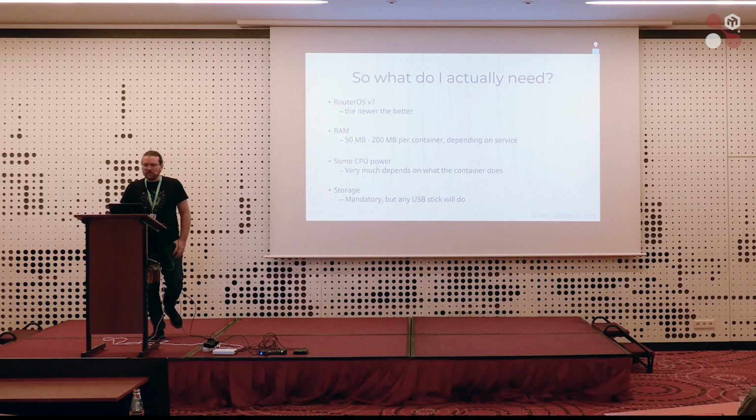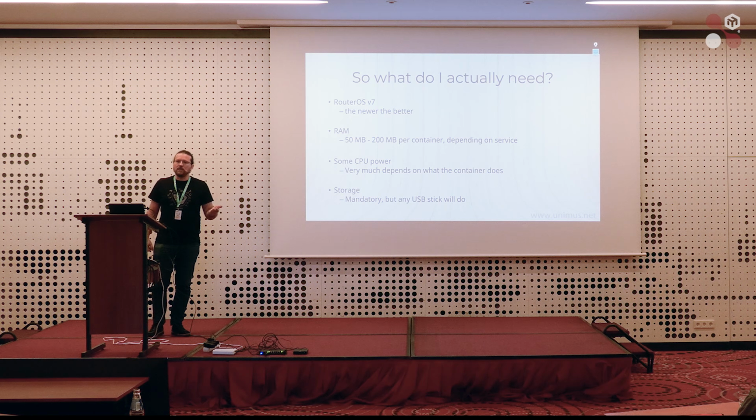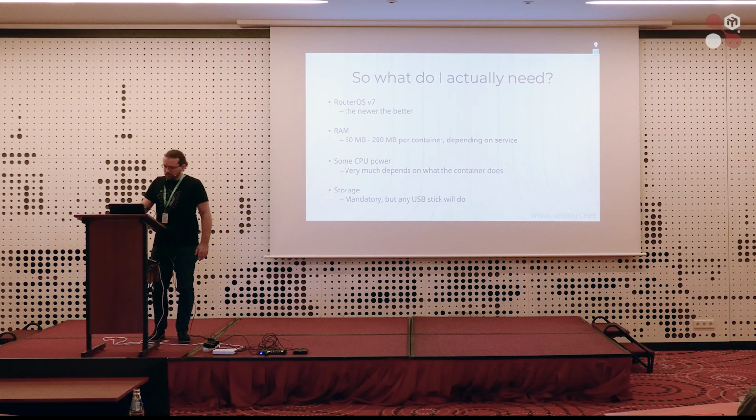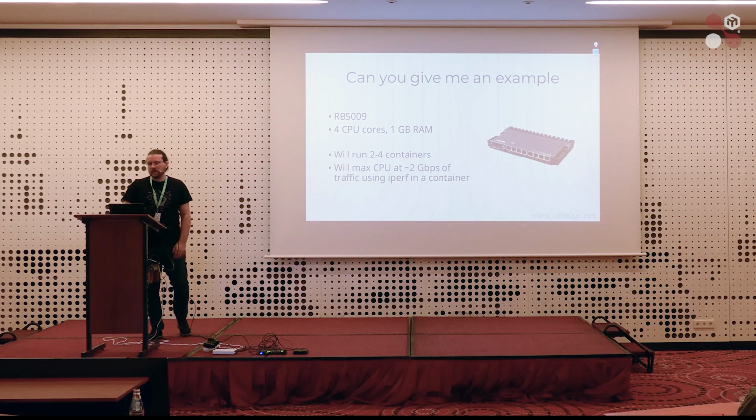And then there is one mandatory thing: you must have storage. So some USB stick that will provide storage, because the MMC flash that's on routers is first of all slow, and second of all, not suitable for a lot of read and write cycles. And so we don't want to burn that flash, so a mandatory, just any old USB stick, 8 gigs will do. All right, so can you give me an example?